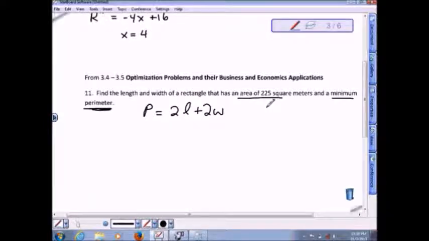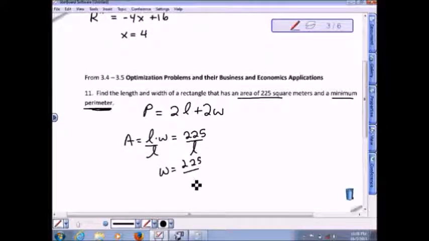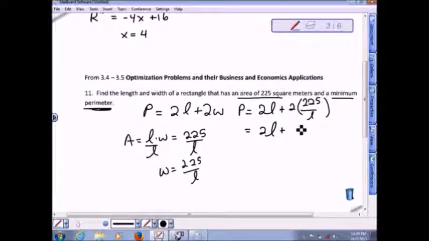We have some information here that the area, which is length times width, is equal to 225 square meters. So if we divide by one of the dimensions, it doesn't matter, we can divide by L on both sides. That yields width in terms of the length. Width is equal to 225 over L, which also means this width right here is equal to 225 over L. So the perimeter function can be written in terms of L: 2L plus 2 times 225 over L, which is 2L plus 550 over L.